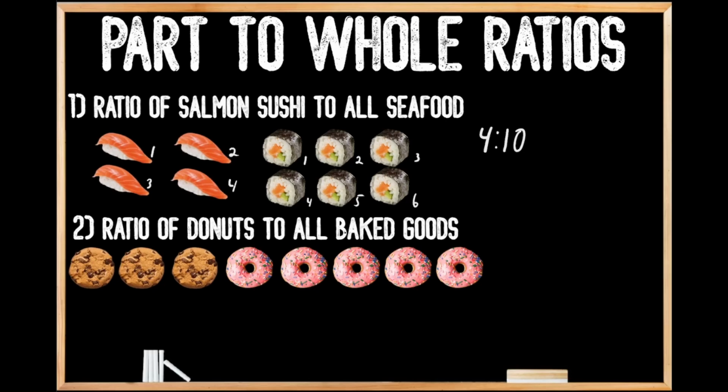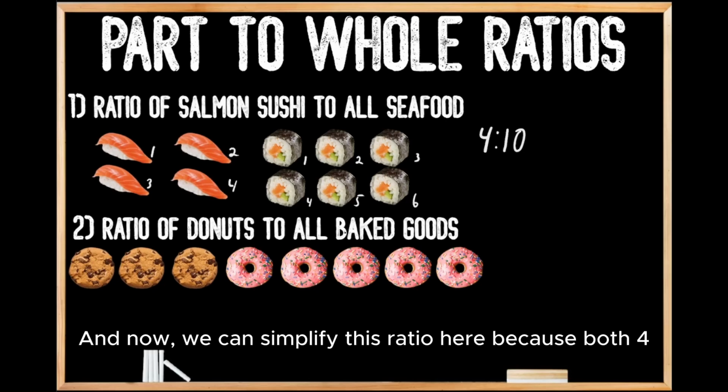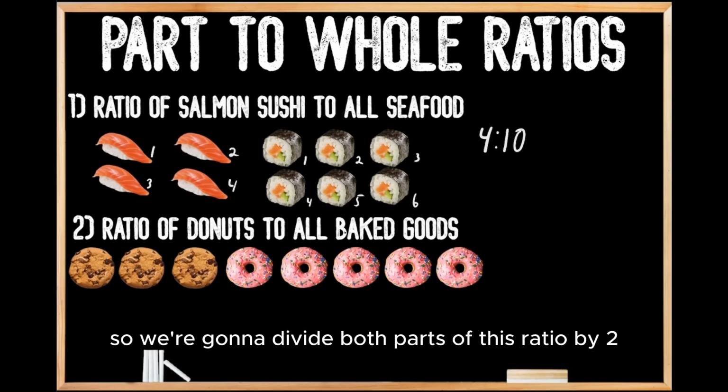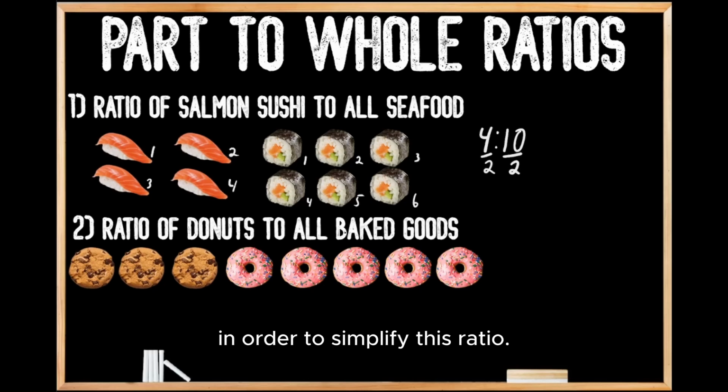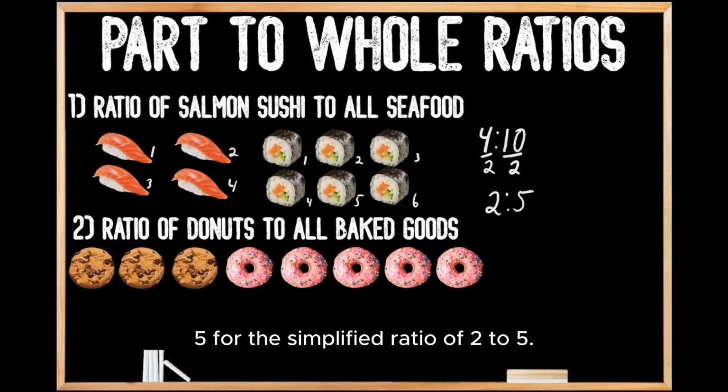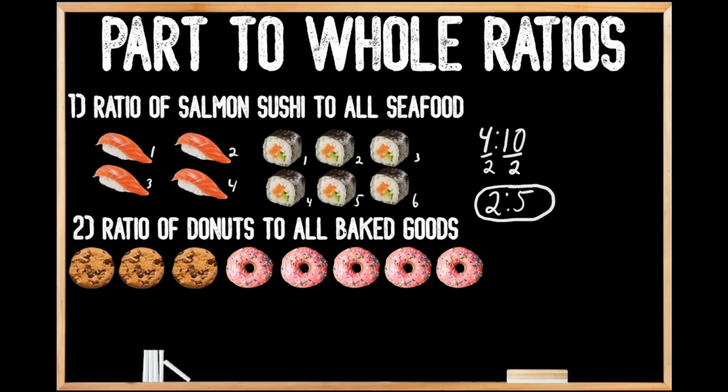The 4 represents the number of salmon sushi, and the 10 represents the total amount of seafood that we can see here. And now we can simplify this ratio because both 4 and 10 share a common factor of 2, so we're going to divide both parts of this ratio by 2 in order to simplify it. When we divide 4 by 2, we get 2, and when we divide 10 by 2, we get 5, for the simplified ratio of 2 to 5.